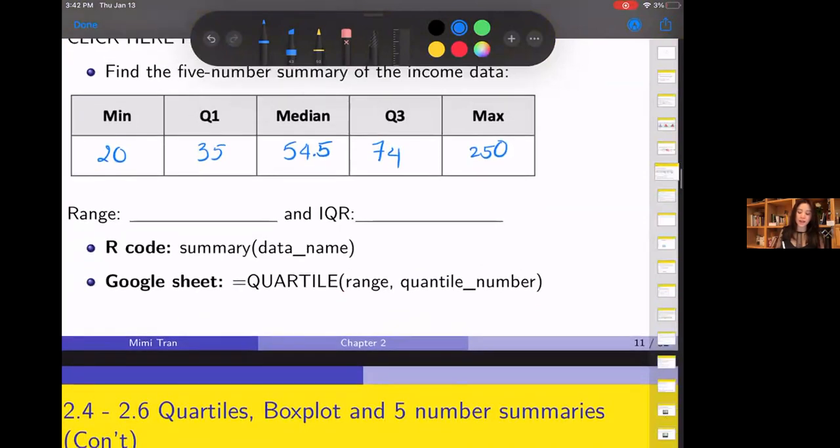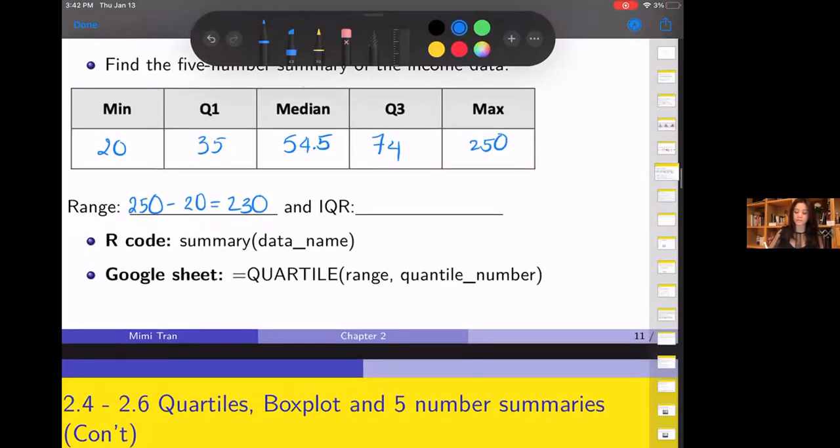Range, the range is what? The max minus the min, right? So 250 minus 20 is 230,000. And then IQR, what's the formula again? Was it Q3 minus Q1? Yeah, which is 74 minus 35, equal, what is that? 39.